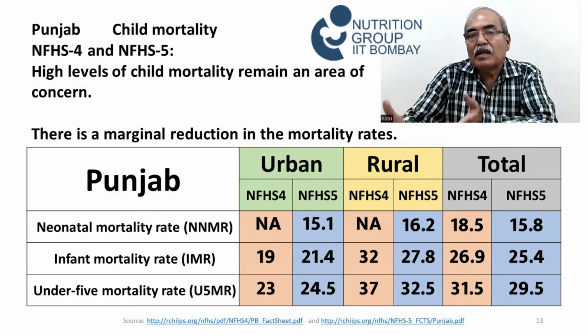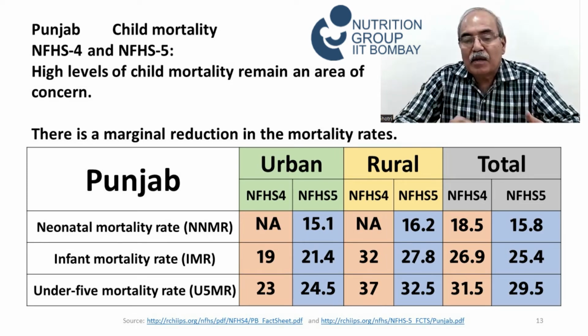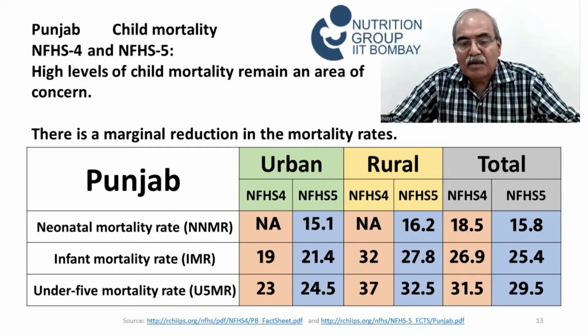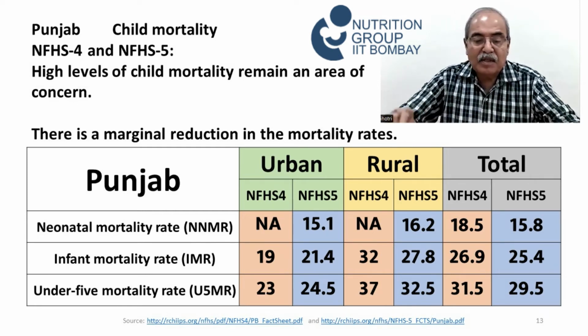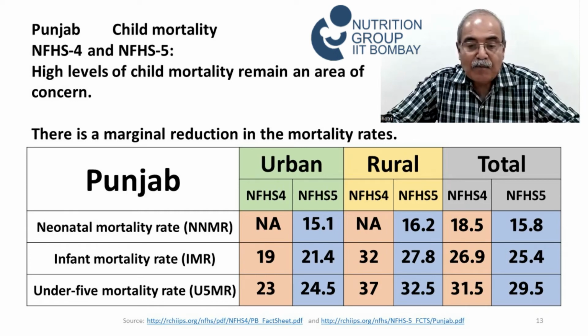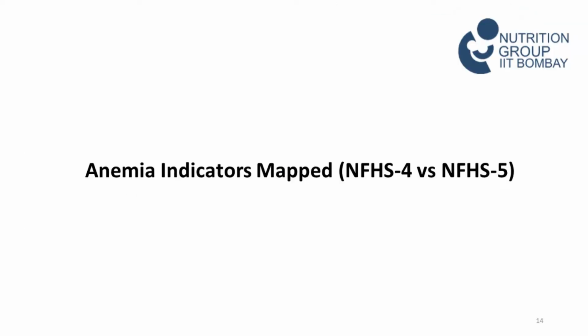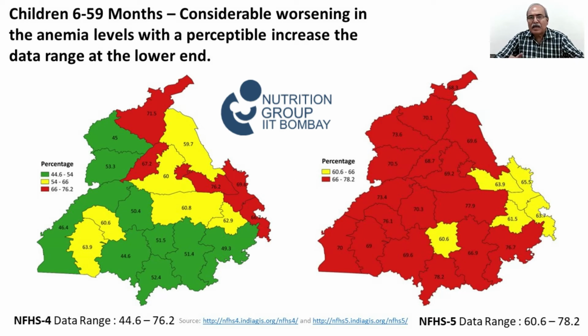We have done very well in reducing wasting on one hand, but the corresponding effect on child mortality is not seen. This needs a closer look. If you look at anemia, this story has repeated in many of the states. Anemia levels have gone up sharply, particularly the lower data range from 44.6 to straight away 60.6. We have maintained that NFHS 5 anemia data needs to be looked at a little more closely.